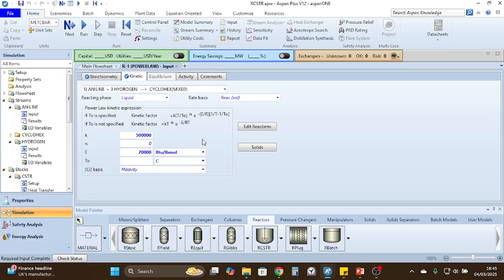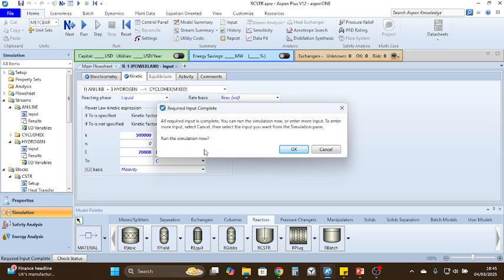So once we have specified all these values, it is telling that the required input is complete. Now if we are going to click on next, it is going to ask whether we want to run the simulation. We are going to click on OK.